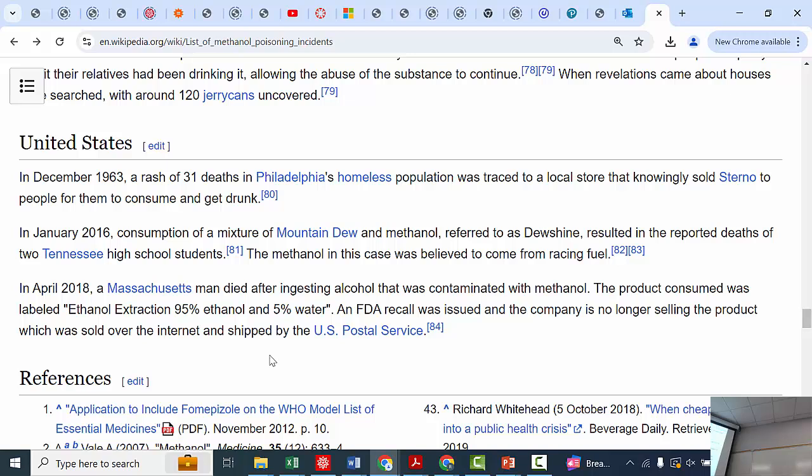It's pretty easy. So if this person had distilled their stuff that says ethanol extraction 95%, they would have been okay. An FDA recall was issued, and the company is no longer selling the product, which was sold over the internet and shipped by the U.S. Postal Service. So people are trying to get this.